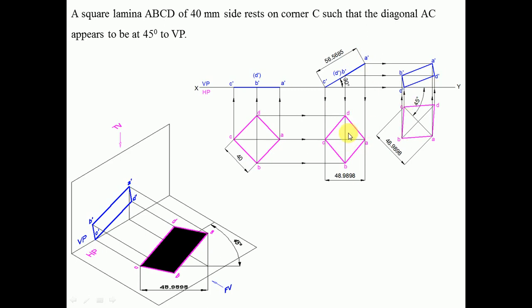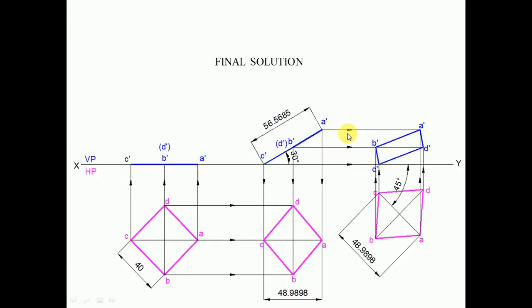How do I know that my problem is right? You can see here the diagonal passing through the corner: a square of 40 mm side is resting on one of its corners on HP, and the surface makes an angle of 30 degrees with HP. The two edges containing the corner, which are CD and BC, make equal inclinations. You can see this side also, and this side will also have equal inclinations.